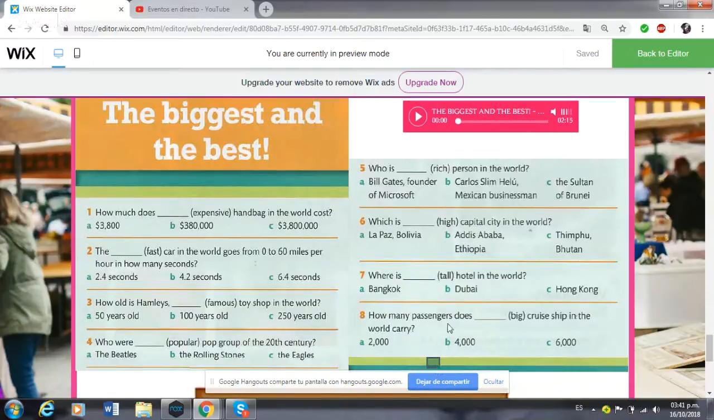Okay. And 7. Where is the tallest hotel in the world? A Bangkok. B Dubai. C Hong Kong. 8. How many passengers does the biggest cruise ship in the world carry? A 1,000. B 4,000. C 6,000. What do you think?